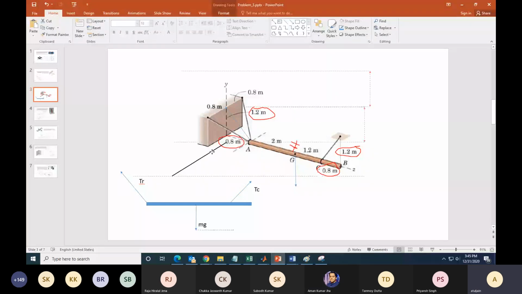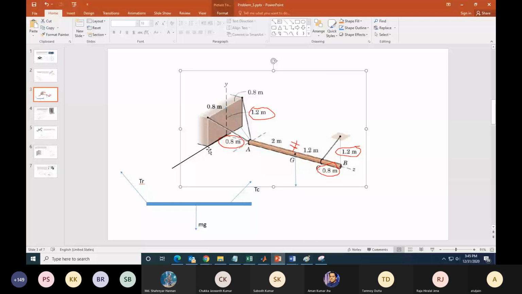So TC and T are making the same angle with the Z axis, because the geometry is the same, na? 0.8, 0.8, 1.2, 1.2. Yes, sir. Okay, clear? Can I go to question number 5? Yes, sir.